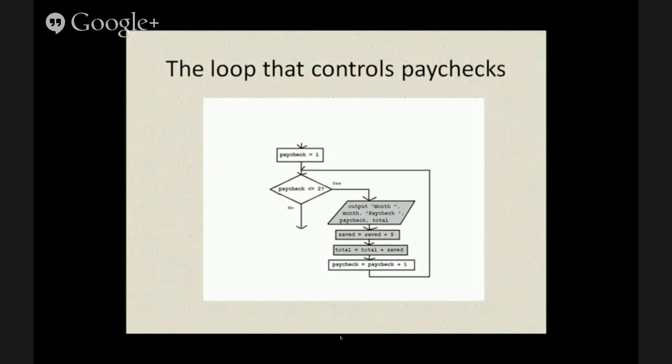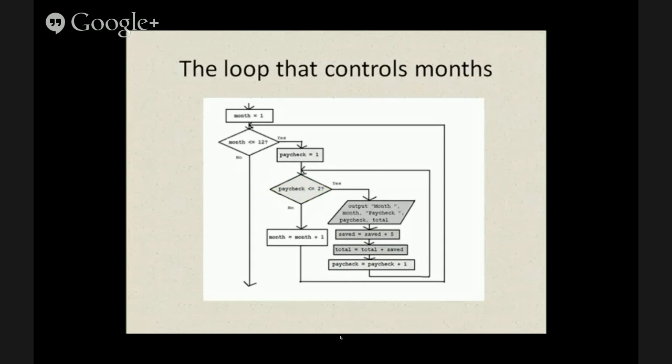There's a loop that controls this output. To execute this loop, you'll set the loop control variable paycheck to 1, and then you'll see if paycheck is still less than or equal to 2, because there's 2 paychecks within a month. Then you'll add 1 to the paycheck and check again. While it's still less than or equal to 2, you'll add 1 to the paycheck number and check again. And when the paycheck number is over 2, you'll be done with this loop.